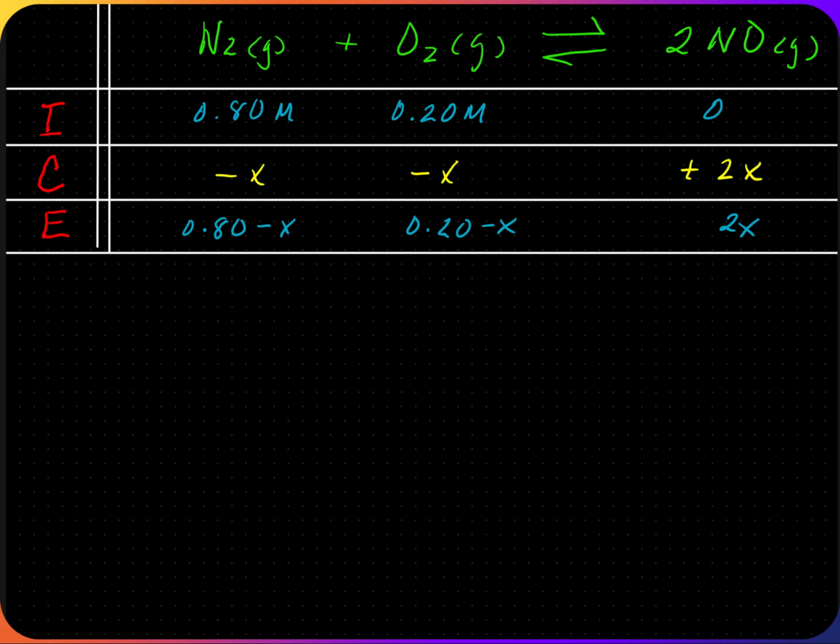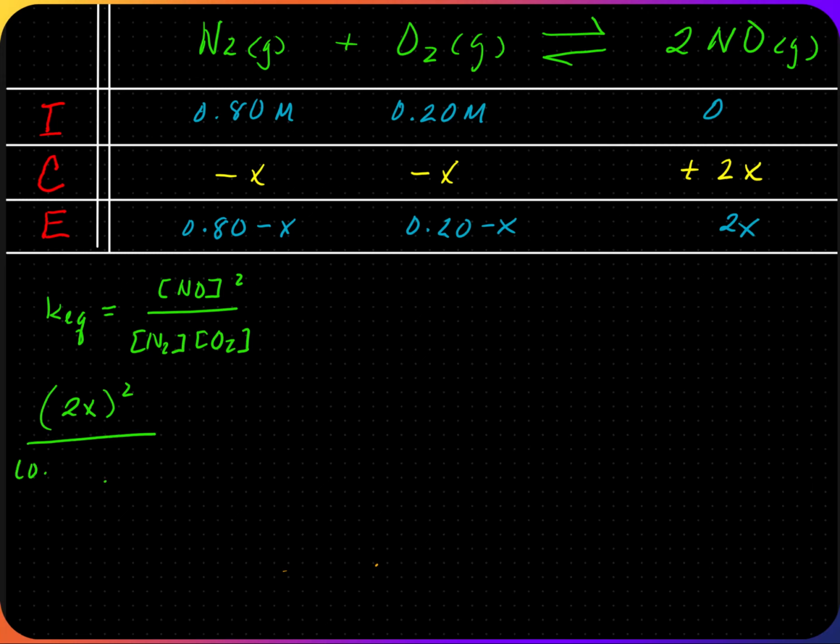So we're going to write the equilibrium equation, which is Keq equals NO squared over N2 times O2. Plugging in, it is 2x squared over 0.80 minus x times 0.20 minus x. This is going to equal 1.0 times 10 to the negative 5th. So we're going to apply the 5% rule.